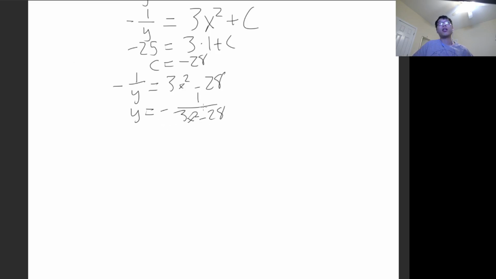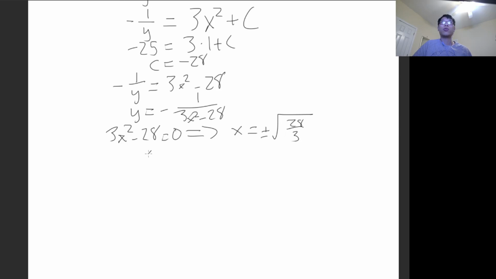Well, our possible intervals are going to come from where the function does not have any discontinuities. So we see that this could be discontinuous when 3x squared minus 28 is equal to 0. So that gives us x equals plus or minus the square root of 28 over 3.